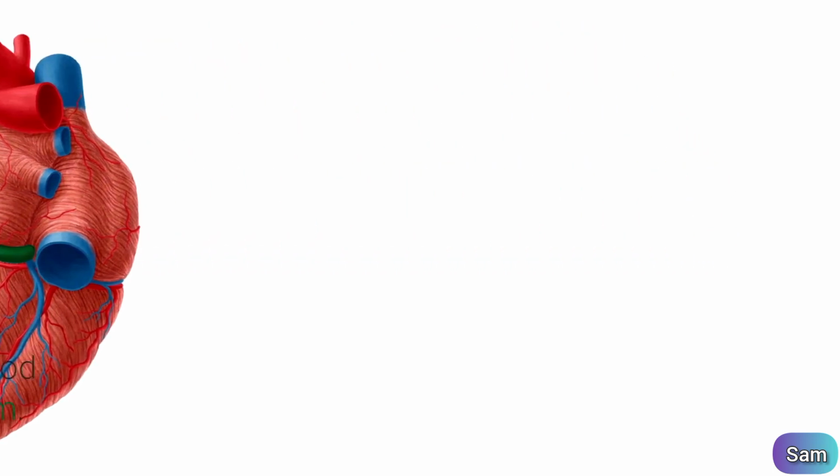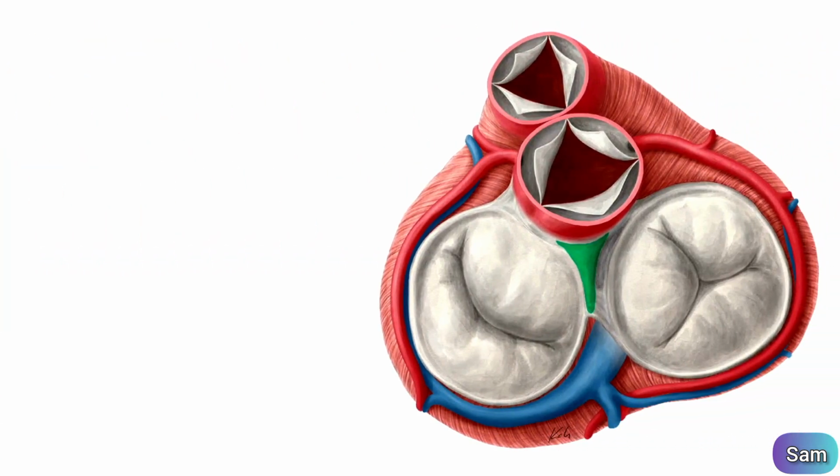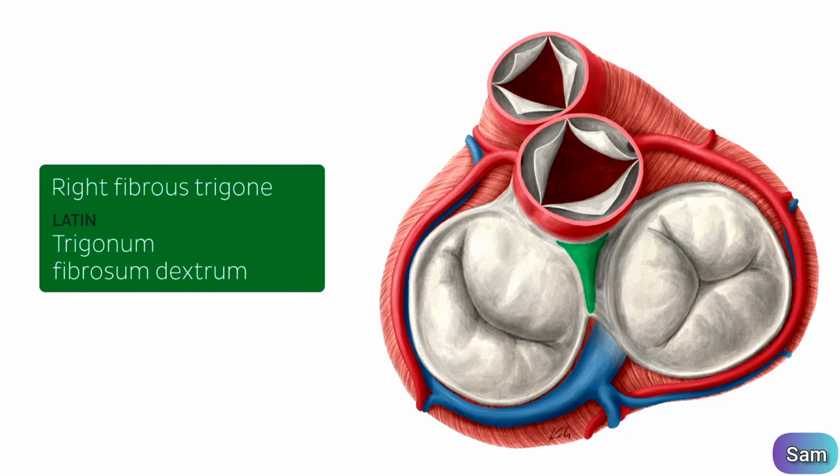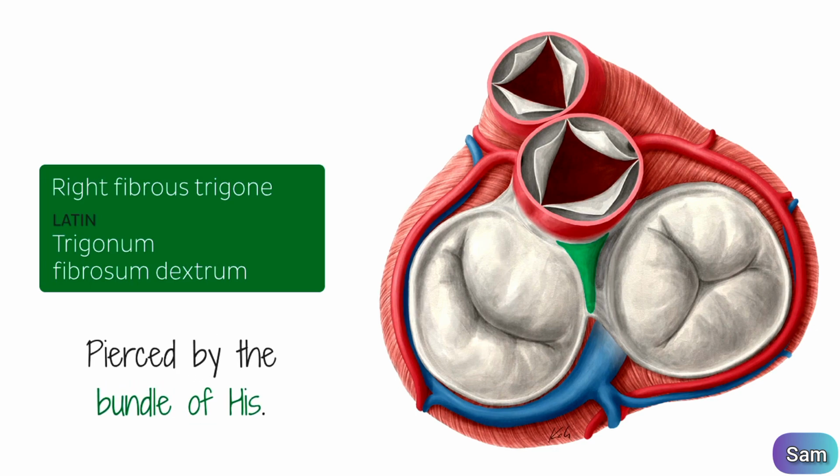The next structure I would like to highlight here, this triangle, is known as the right fibrous trigone. Now, the right fibrous trigone is a thickening of the inferior part of the fibrous heart skeleton. This structure mechanically and electrically separates the atria and ventricles of the heart. It is pierced by the bundle of His. This is the only electrical connection between atrium and ventricle, which makes it a very important structure.